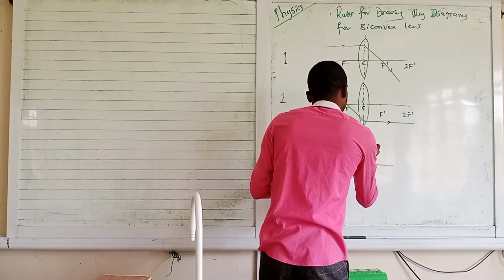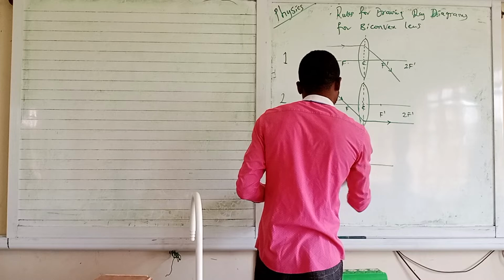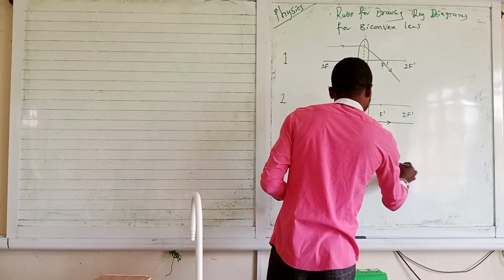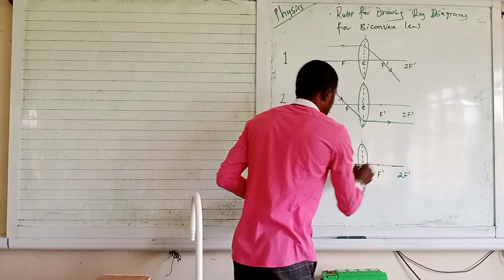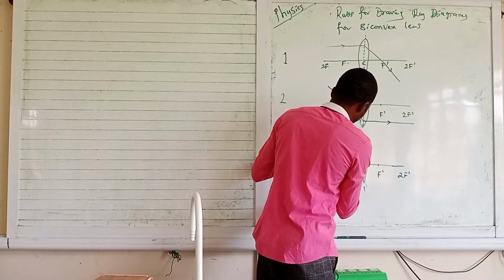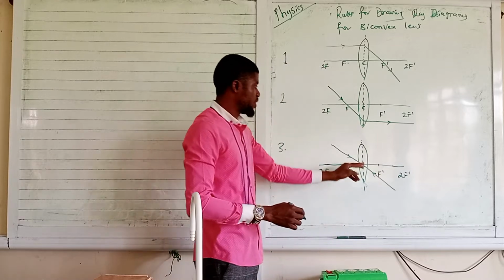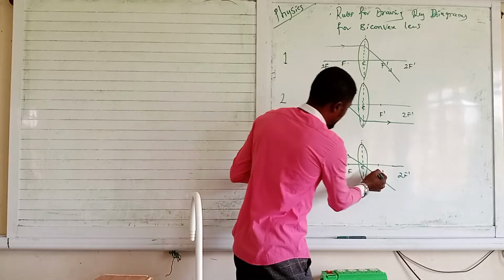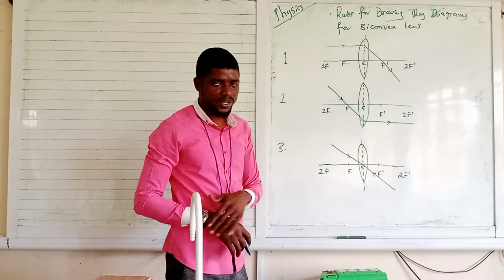Good. This is my 2F, my F, and then my F prime, my 2F prime. And then this is my C, the center of curvature. A ray of light passing through the center of curvature will refract through the same axis undeviated. A ray of light passing through the center of curvature will refract back in the same line undeviated.